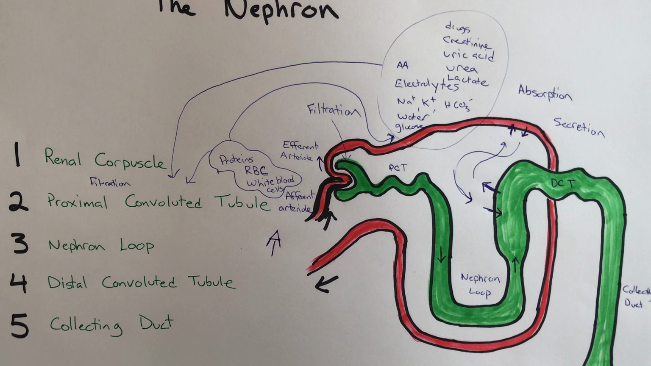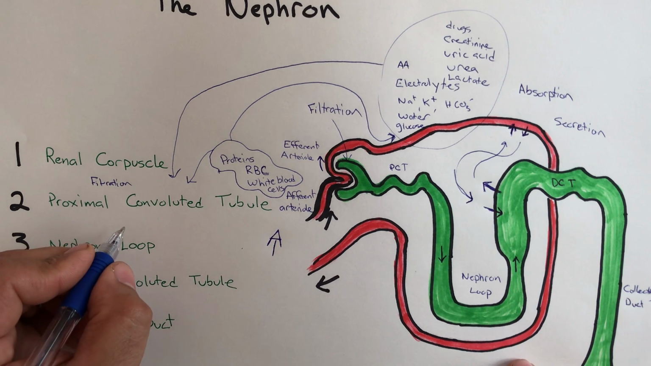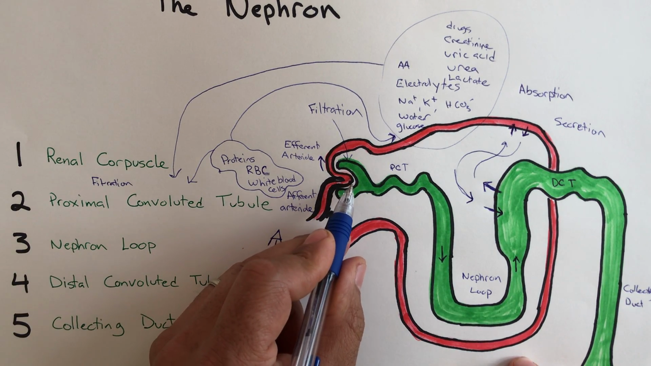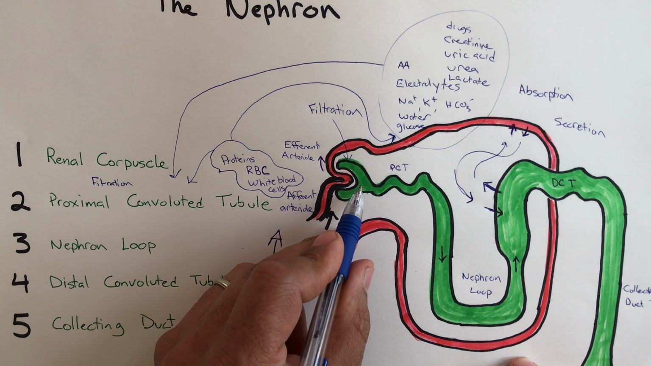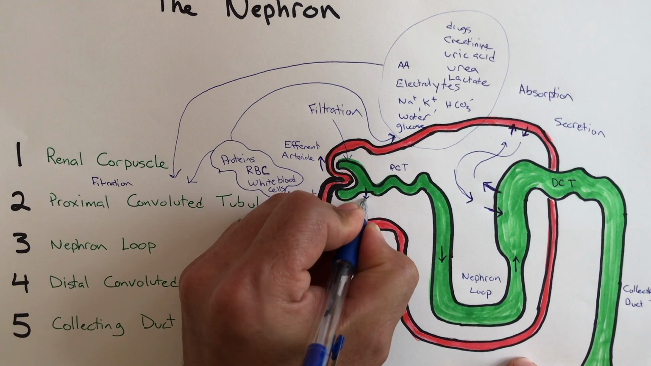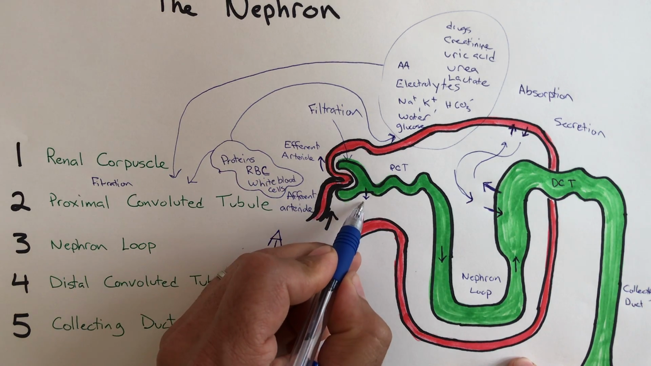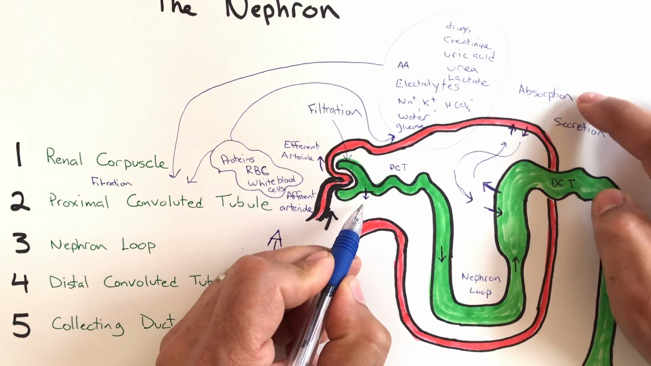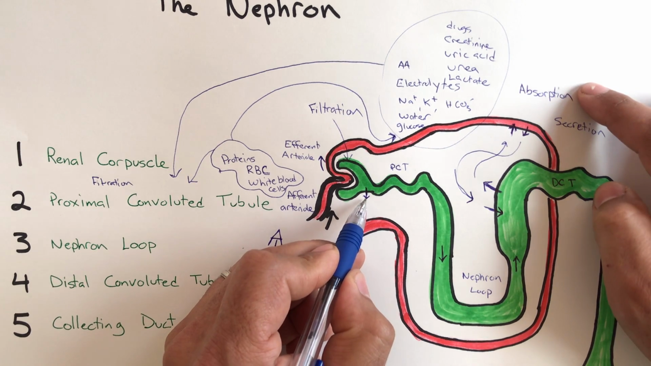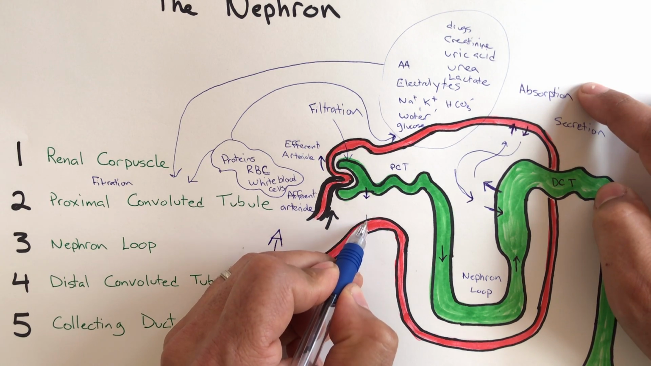And it's up to you to know which stuff is secreted and which stuff is absorbed. 60% of the water that we just put into the tubule exits. What's the term? If it exits the tube, is it absorption or is it secretion? The answer is absorption, because it's going to do this and then it's going to do this.